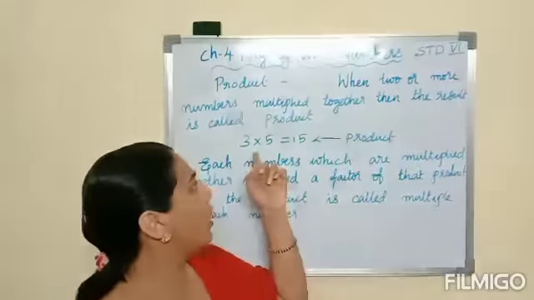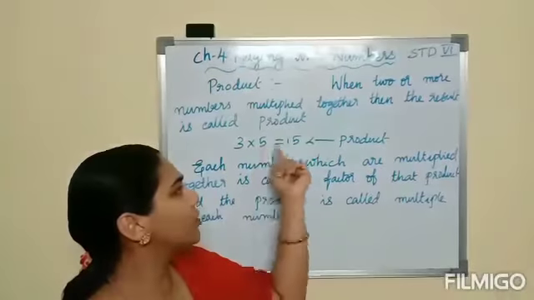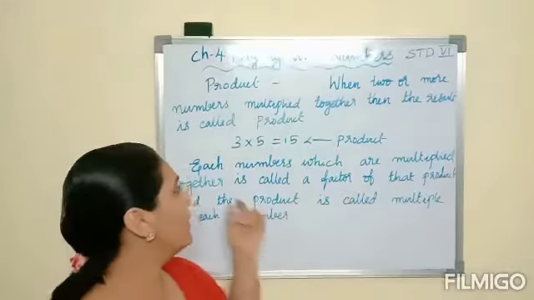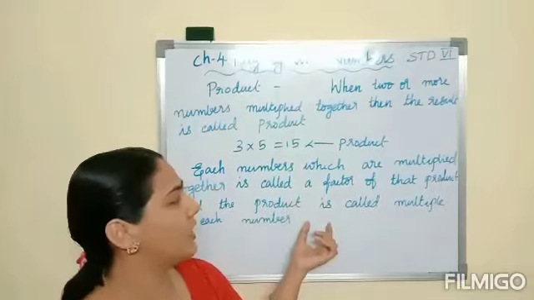you know. So what I have written here: 3, 5, 15. What is the product here? 3 and 5 are multiplied together and we got 15. So 15 is the product here. So you know what a product is. Then what is a factor and what is a multiple? That I am going to tell in the next line.